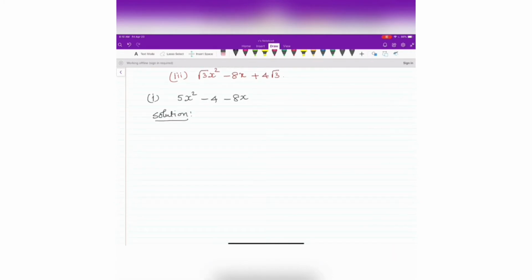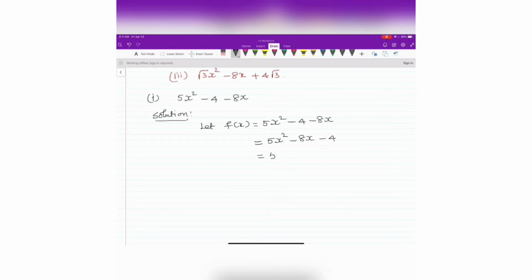Since the given polynomial is in x, I can straight away write, let f of x is equal to 5x square minus 4 minus 8x. I can write this polynomial in descending power of x as 5x square minus 8x minus 4. You know that to get the zeros of the polynomial, the first and foremost step is to split the middle term and factorize the given quadratic polynomial.